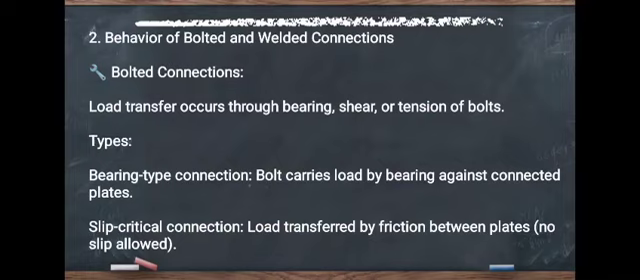Behavior of bolted and welded connection. In a bolted connection, load is transferred through bearing, shearing, or tension of the bolt. It has two types: bearing type and slip critical connection. In the bearing type connection, the bolt carries load by bearing against connected plates. In the slip critical connection, load is transferred by friction between plates and no slip is allowed.